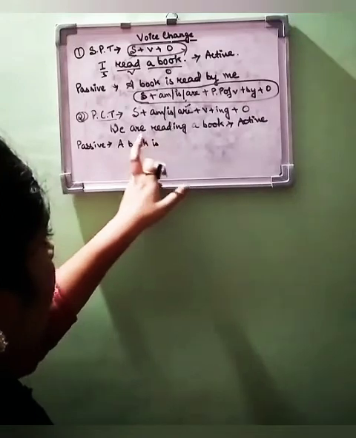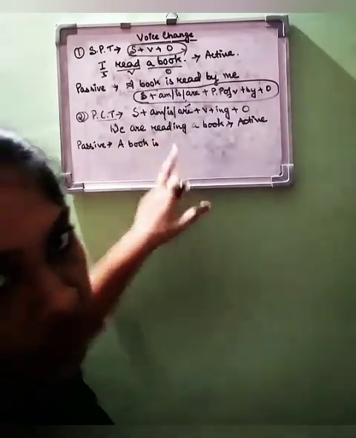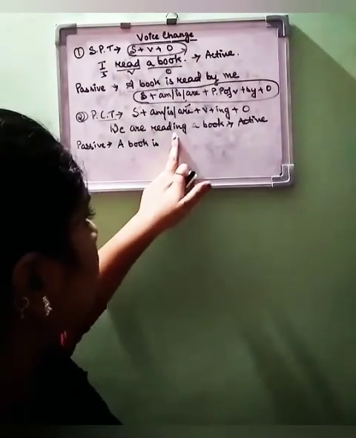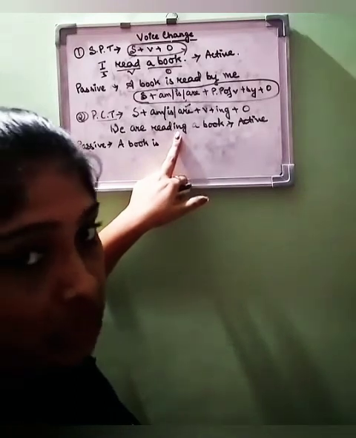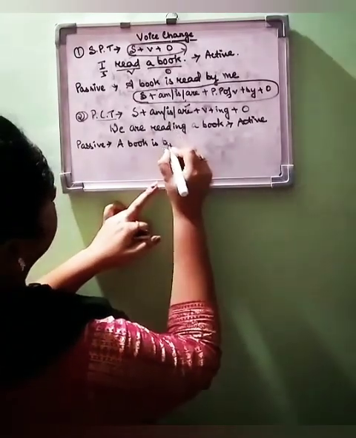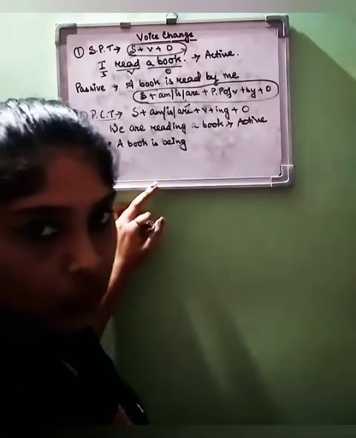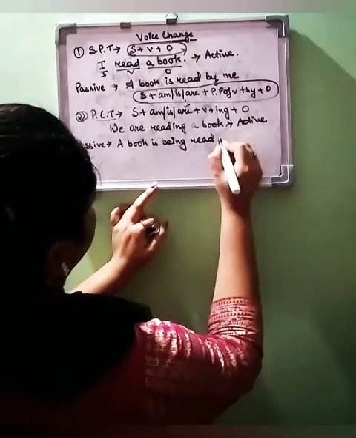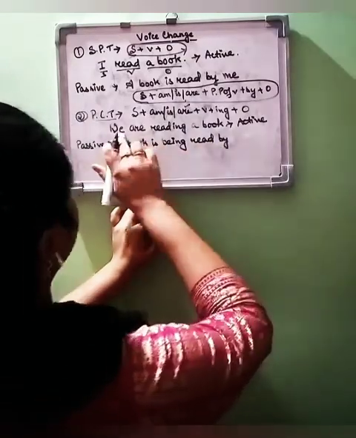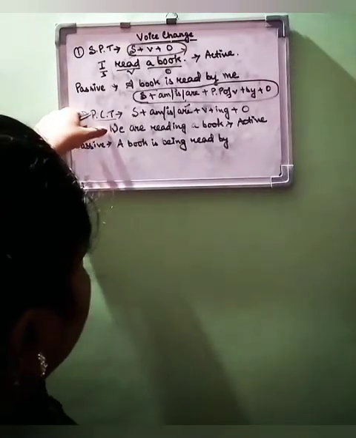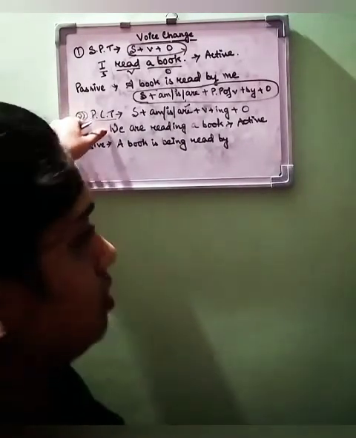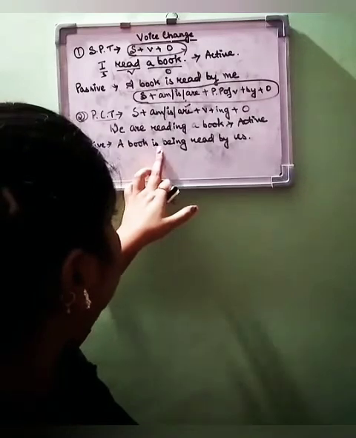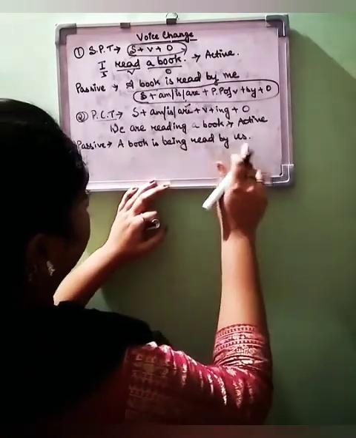Because "reading", "are reading", the -ing means it is in present, and "are" is in present, right? So this is present continuous. When we see this -ing, we will add "being", then the third form of the verb read, then we will add "by", and then what will be the objective form of "we"? "Us". Is it done? A book is being read by us.